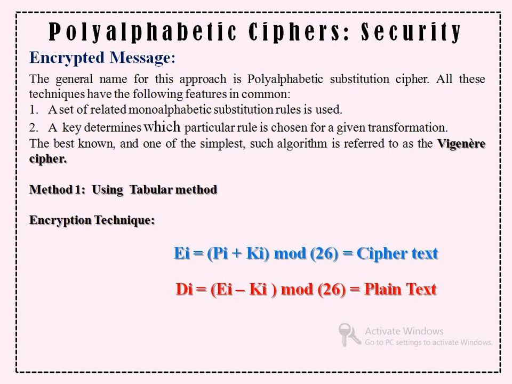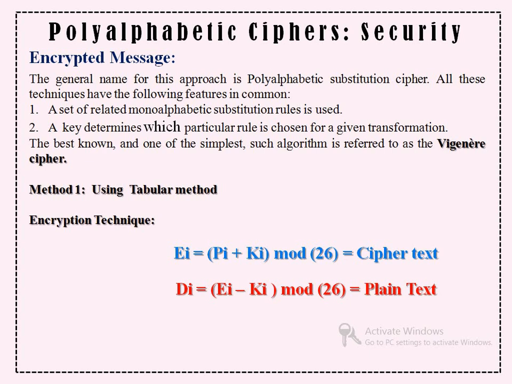Over here, what we do is, in the same manner, but we will use a table. We'll use some kind of table in order to make things a little more difficult for the cryptanalysis. So this is basically the process. The general name for this approach is polyalphabetic substitution. All these techniques have the following features in common. There are 2-3 methods of it. We'll see that one by one.